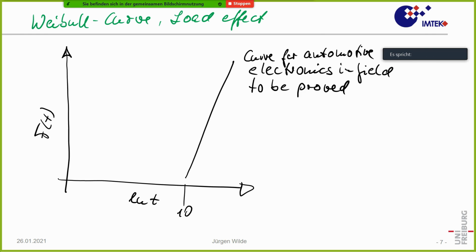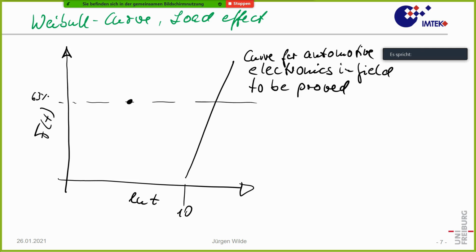The question now is, how much stress do I have to give to my specimen, and which transformation curve can I use in order to predict or extrapolate my lifetime, or to extrapolate my Weibull curve.